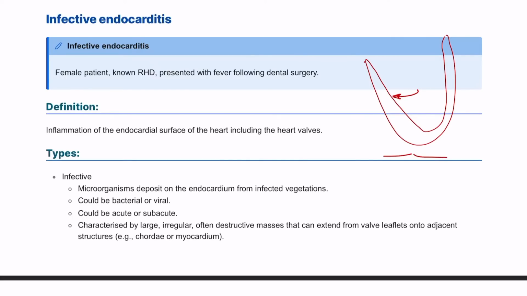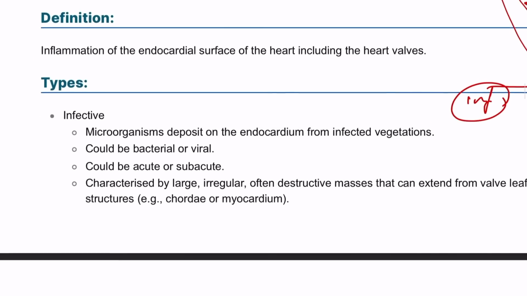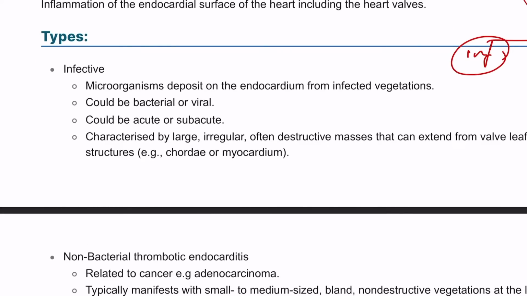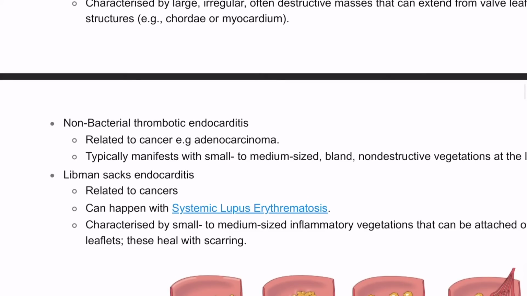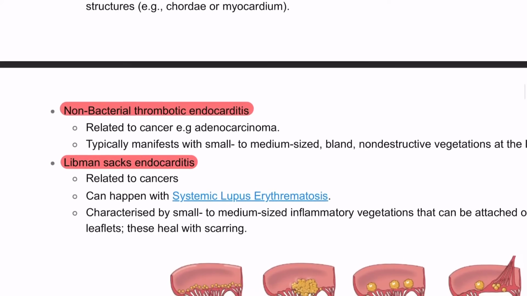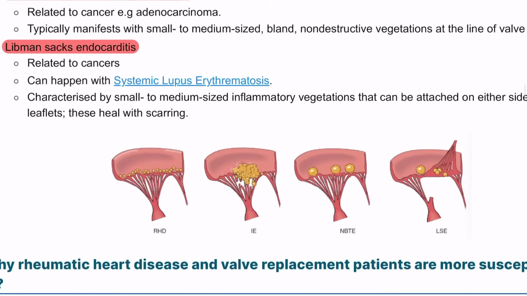However, it can be infective and non-infective. Infective obviously goes by bacteria, with the commonest organism being Staph aureus, the commonest organism of all time. However, it could be viral as well. And on the other side could be non-bacterial endocarditis, which is related to adenocarcinoma. And we mentioned the Libman-Sacks endocarditis, which happens in patients with systemic lupus erythematosus.